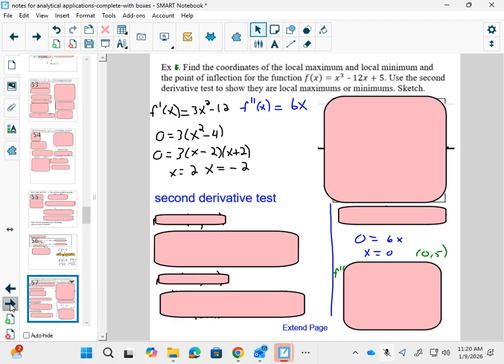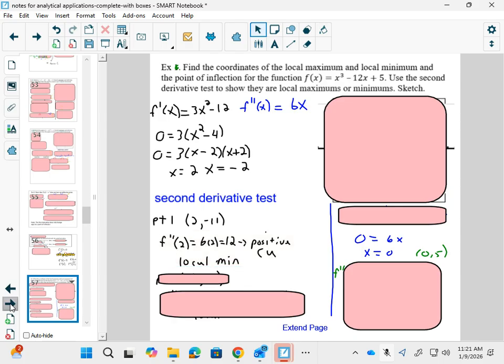So the question is, is 2 a maximum, a minimum, or neither? Is negative 2 a maximum, a minimum, or neither? Without doing my number line for the first derivative. So my first point is at 2 comma negative 11. And if I plug 2 into my second derivative, I get 12, which is concave up. And if you draw concave up, that's enough to say it's a minimum.